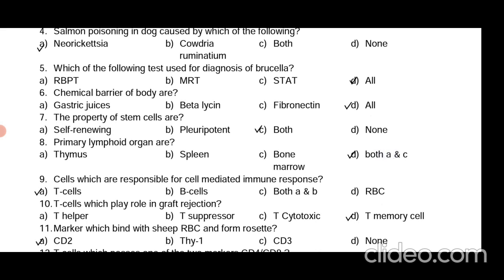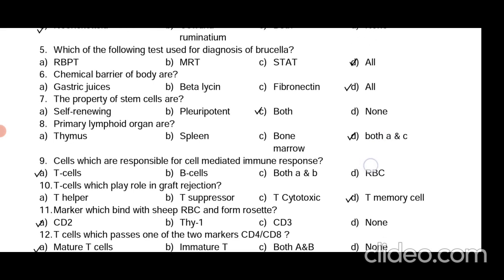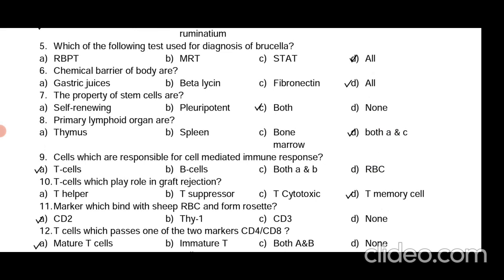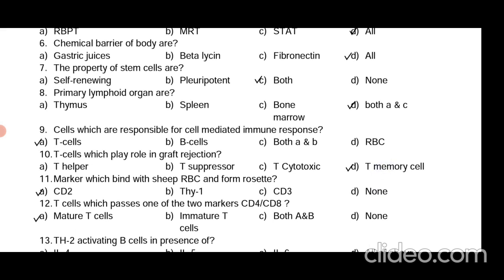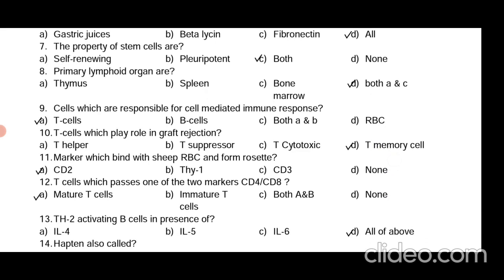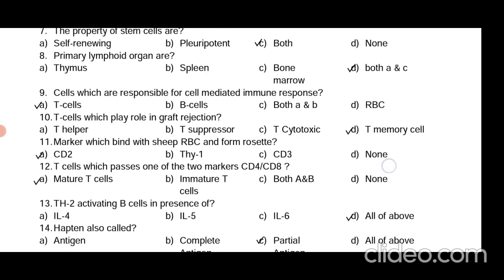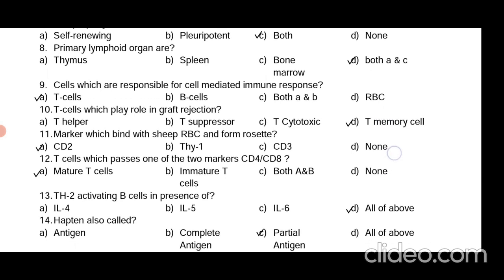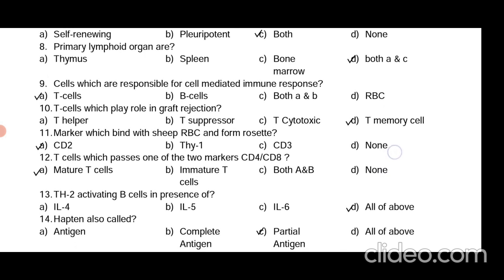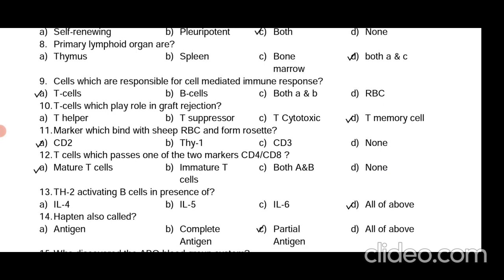Marker which binds with sheep red blood cells and forms rosette is CD2. Mature T cells are the T cells which possess one of the two markers, CD4 or CD8. CD means cluster of differentiation. T helper 2 activates B cells in presence of all of the above, interleukin 4, 5, 6. Hapten is also called the partial antigen.